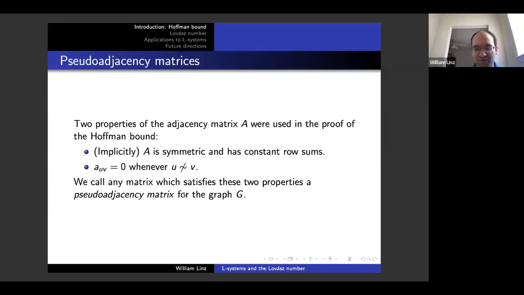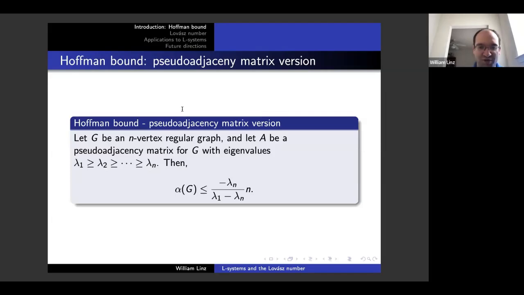So Hoffman's bound actually holds more generally for any pseudo adjacency matrix of a regular graph G. Here's the restatement, and the only difference now is that it also holds for any pseudo adjacency matrix. So in principle, you could try to get better and better upper bounds for alpha of G simply by trying out different pseudo adjacency matrices to see what might give you a good bound for the independence number.